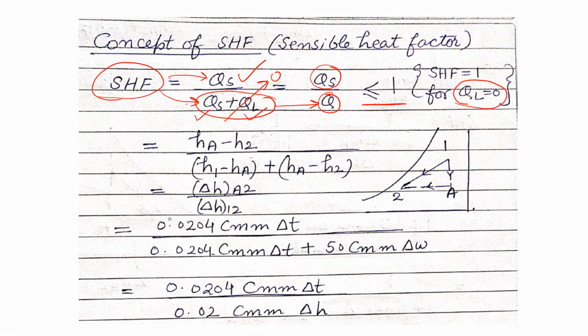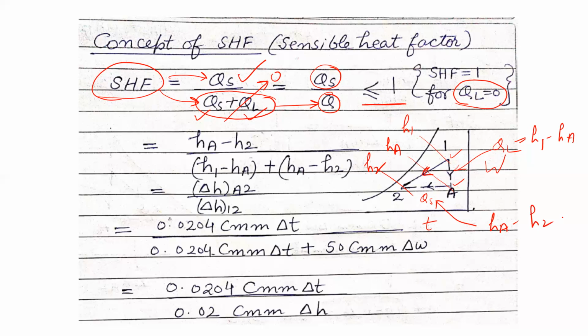Now you can see the psychrometric chart where the process of cooling and humidification is shown, followed by the line 1 to 2, and 1 to A is the latent heat part. This shows the latent heat removal and this shows the sensible heat removal. And if we see on the enthalpy scale, this is the value of H1, this is the value of HA, and this is the value of H2. So the latent heat part is equal to H1 minus HA, and the sensible heat part is given by HA minus H2.